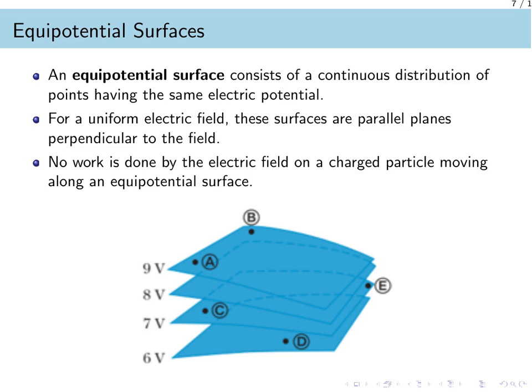An equipotential surface is a continuous distribution of points that all share the same electric potential value. In the case of a uniform electric field, these surfaces are represented by a series of parallel planes that are oriented perpendicular to the electric field lines. Because the potential is the same everywhere on such a surface, the potential difference between any 2 points on that plane is 0. As a result, the electric field does no work on a charged particle as long as it moves strictly along an equipotential surface. You can see this visualized here as blue planes labeled with specific voltages like 9 volts or 8 volts.